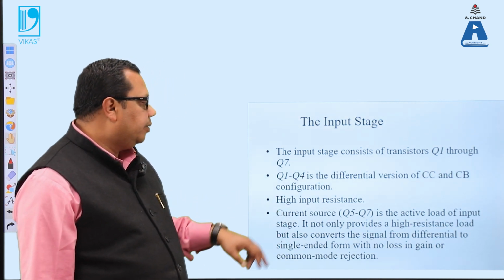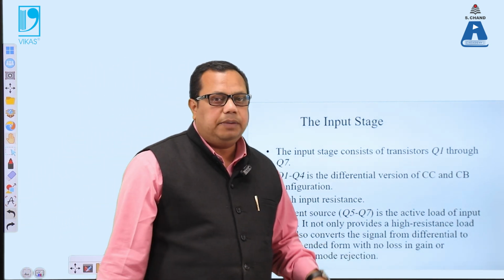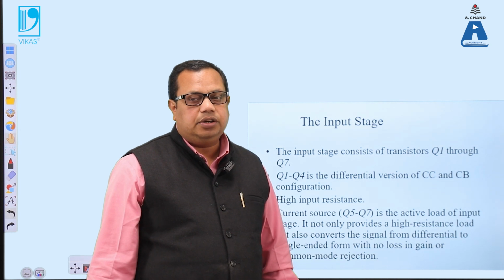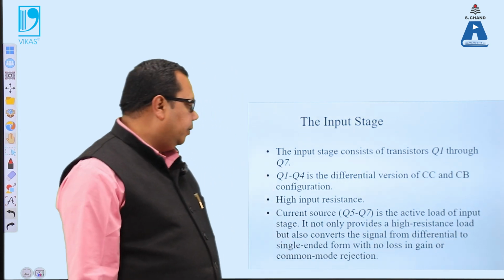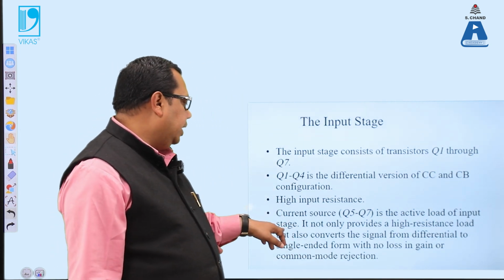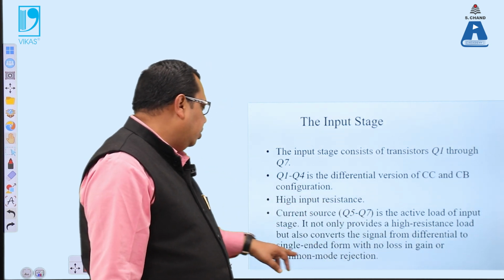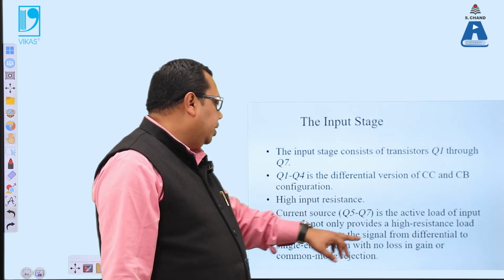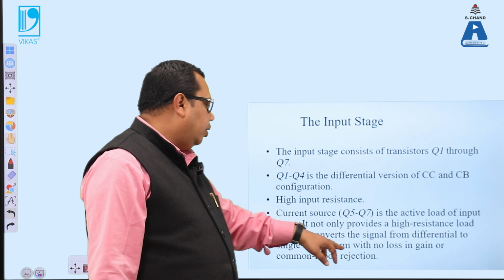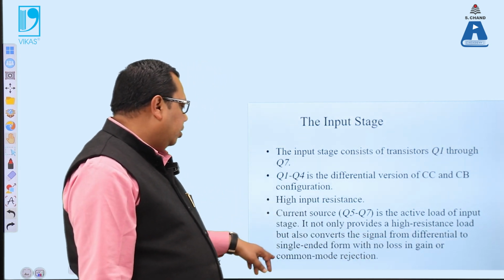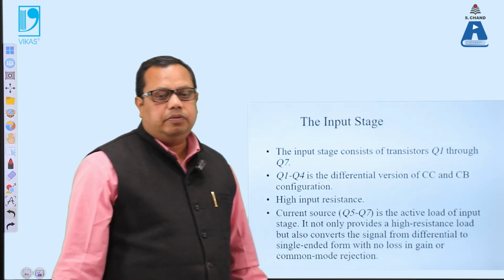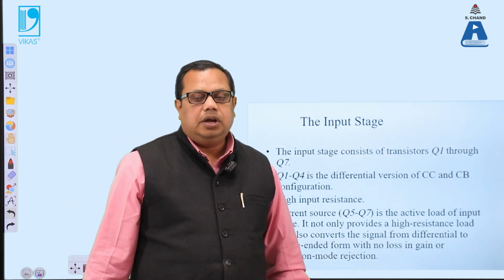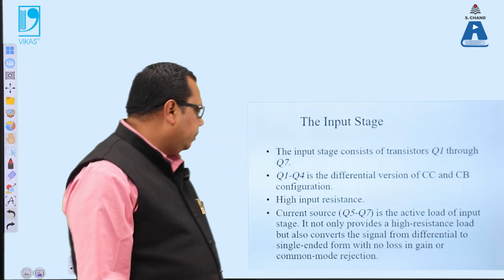Then the current source, from Q1 to Q5 to Q7, is where we are using the amplification. It not only provides a high resistance load, but also converts the signal from differential to single ended form with no losses in gain or the common mode rejection ratio. We will calculate that in the common mode rejection ratio also.